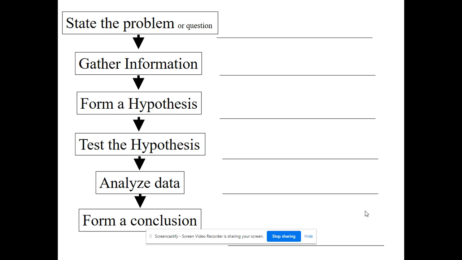So think back to these 6 steps that we talked about at the beginning of the year. Step 1, state the problem. Step 2, gather information. Step 3, form a hypothesis. Step 4, test the hypothesis. Step 5, analyze the data. And step 6, form the conclusion.